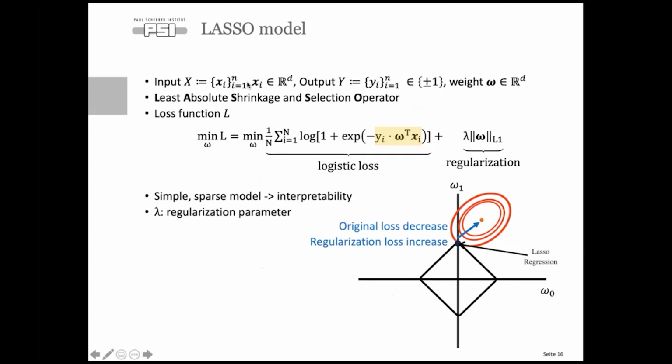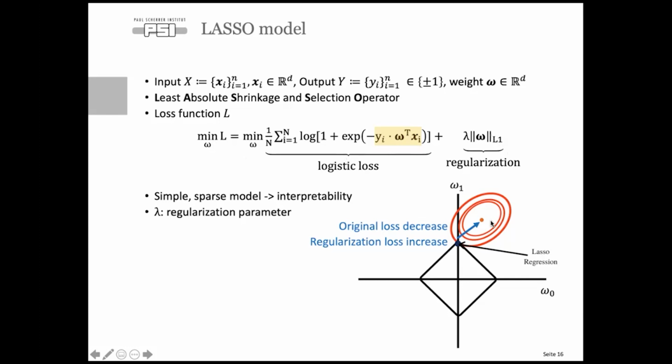As we have this kind of input and this kind of binary output, we want to fit and train a weight omega, which is also a vector in d dimensions. Lasso stands for least absolute shrinkage and selection operator. We have this loss function L, which has two components. The first term is the standard logistic loss for a binary problem, and the second term is the so-called regularization term, which is the L1 norm. That is the meaning of least absolute shrinkage.